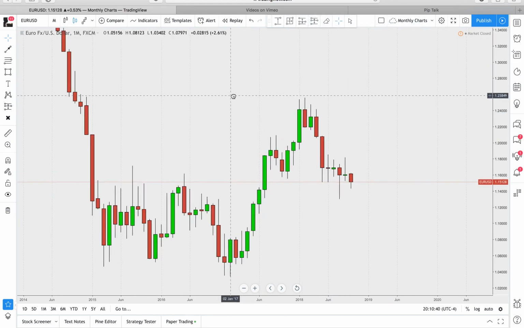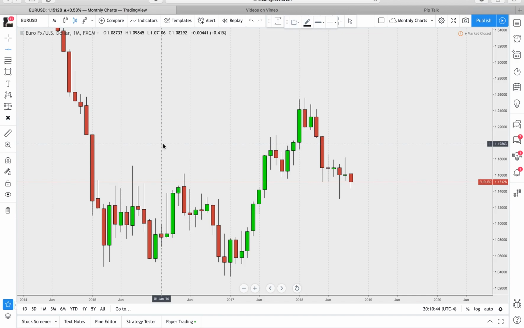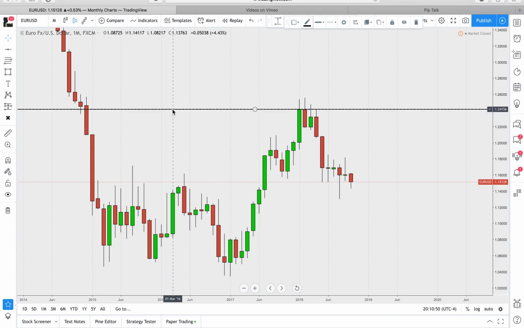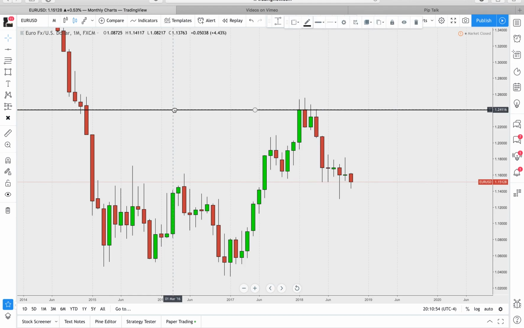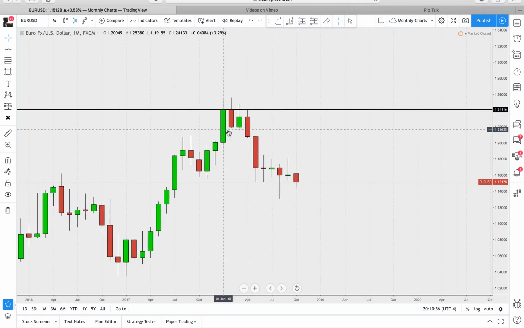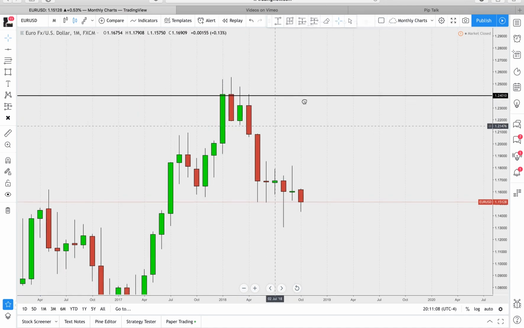So what I'm going to do, again, is grab my horizontal line and just start plotting out resistance levels and support levels that I can see on this monthly. And the first one that I see is right about here. Right there is the first significant monthly resistance level that I see. I can see 4 months that the market failed to break this area. We have one candle, 2, 3, and then the fourth goes down. So I'm just going to put it right about there.